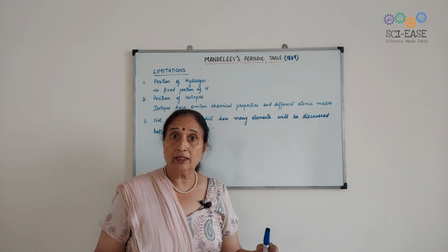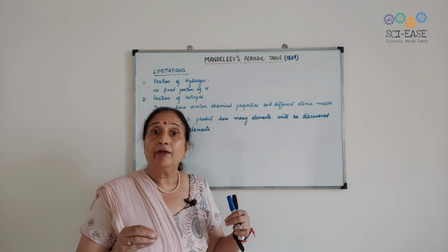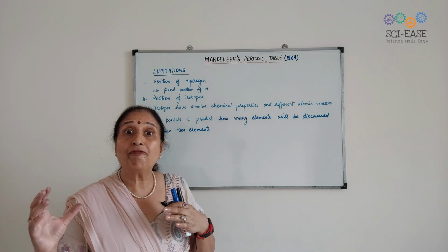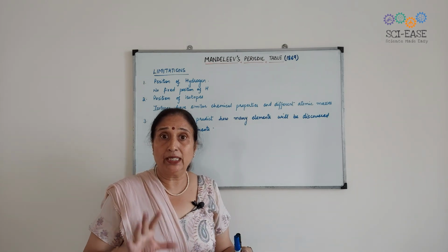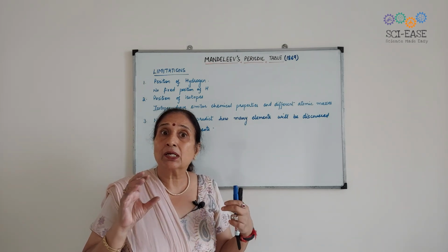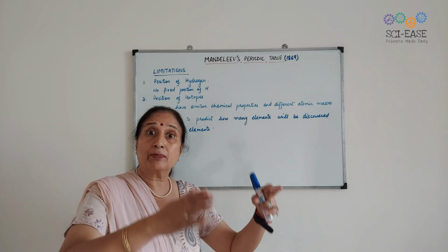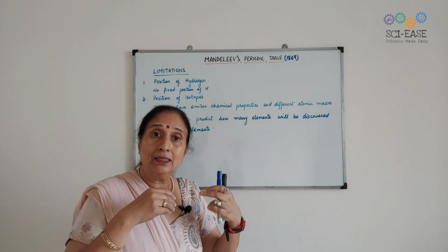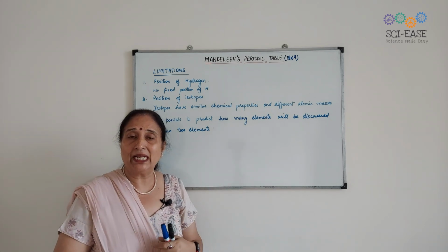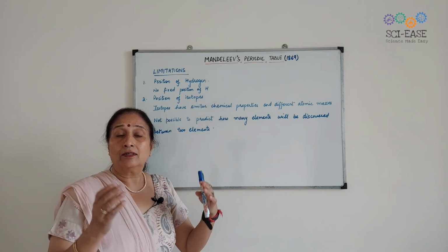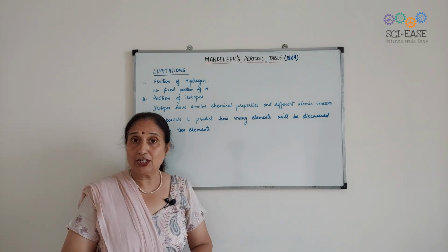So we have done Mendeleev's periodic table. He was considered to be the father of the periodic table, because whatever he laid down in the periodic table has given great help to the scientists. He left some spaces in between so that newly discovered elements can be placed. That's a great achievement. And he divided the periodic table into groups and periods. That is also a very good achievement.